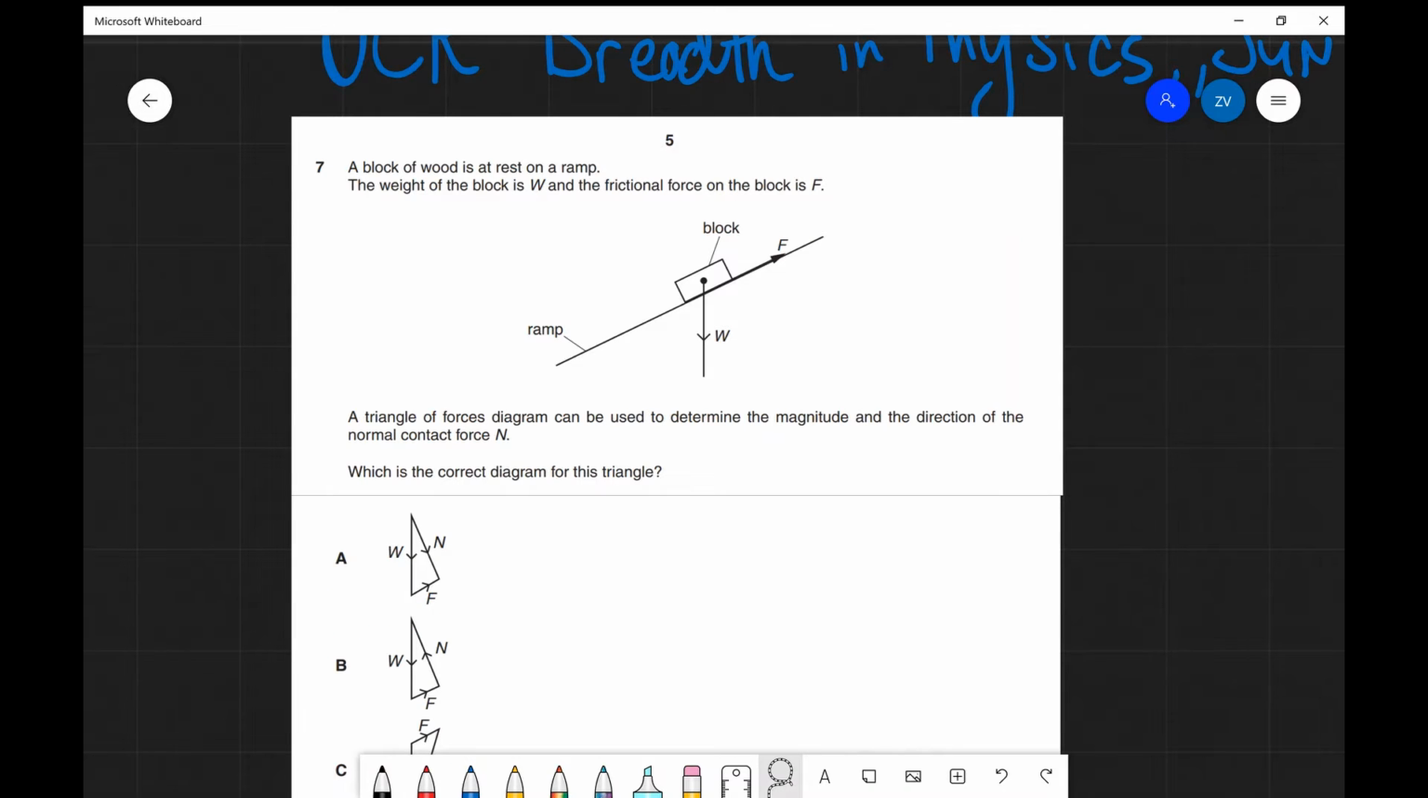Right, question 7. We've got a block of wood at rest on a ramp, so that means all the forces are going to be balanced. The weight of the block is W and the frictional force on the block is F. A triangle of the forces can be used to determine the magnitude and direction of the normal contact force N, which is the correct diagram for this triangle.